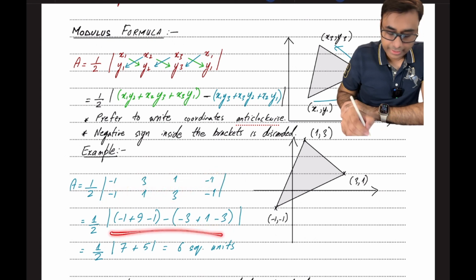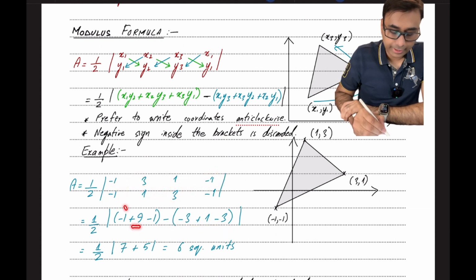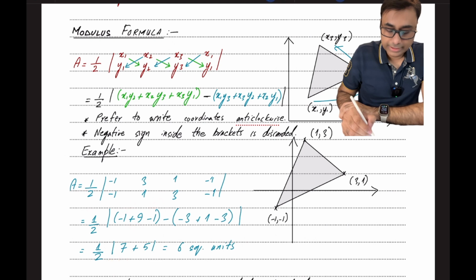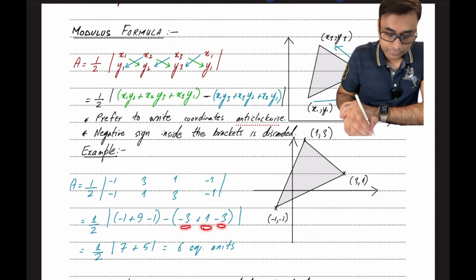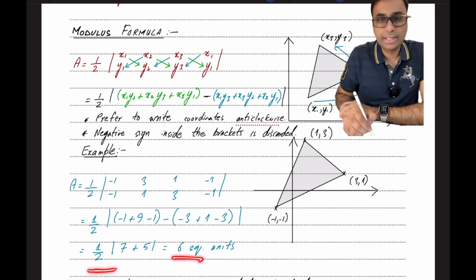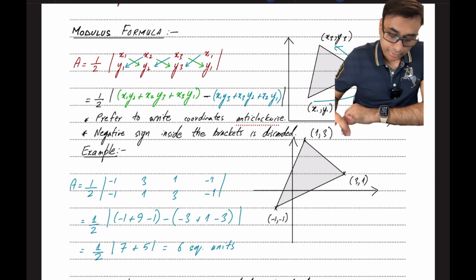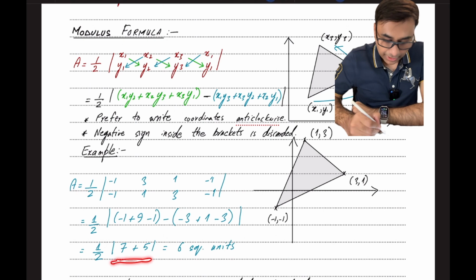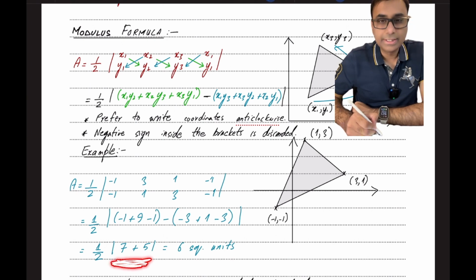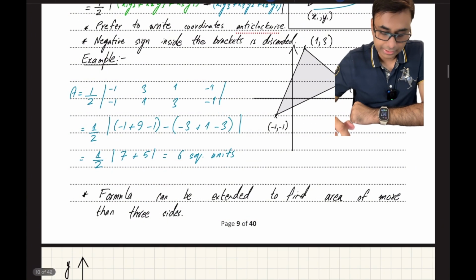You just simplify these. You open this up, 9 and minus 2 becomes 7, and similarly minus 3 minus 6 plus 1 is minus 5, multiplied by another minus outside becomes plus 5. And then you simplify this, 12 upon 2, and that gives you 6 squared units as the area of this triangle. If you ever get a negative sign after your overall result inside the modulus sign, just discard that negative sign and you will still get your right answer.